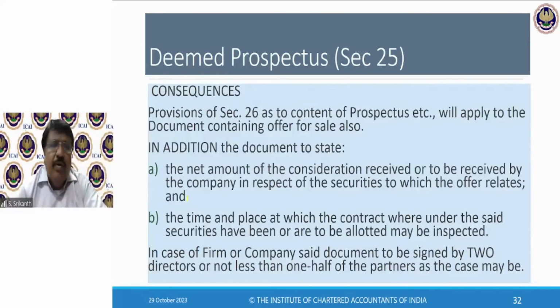In case that allottee is a firm or company, the said document is to be signed by 2 directors or not less than 1/2 of the partners, as the case may be. But even before you ask me, I have a doubt, because my understanding is a firm cannot be a member of a company in its own name. Friends, I repeat, a firm cannot be a member of a company in its own name. But partners can jointly hold shares.